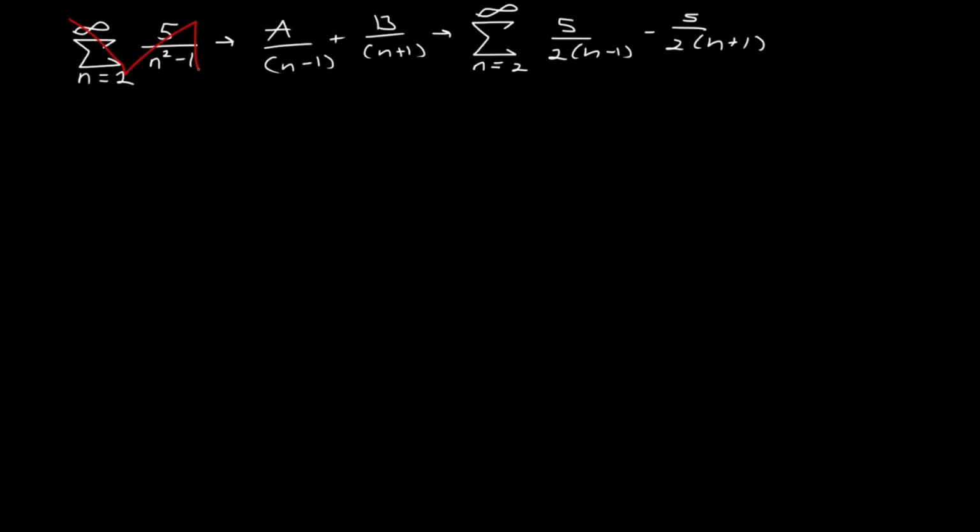So there we go. Now that we have the old series on the left, we don't need to worry about that anymore. And the new series on the right, we can now begin using our partial sums. And again, if we remember, our index starts at 2, meaning that we're going to start at 2 when we start doing our partial sums. So continue. 5 divided by 2 times, what's 2 minus 1? That's 1. So we get 1 minus 5 divided by 2 times 2 plus 1, that's 3.